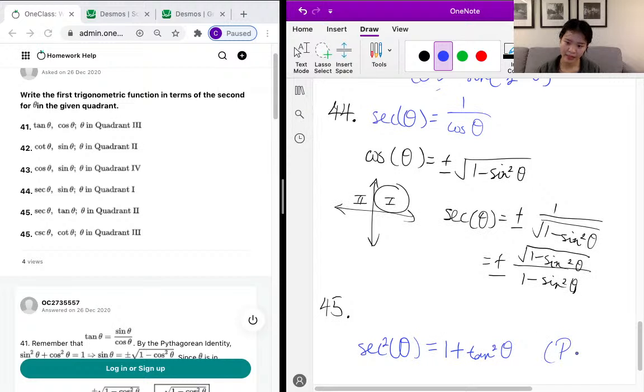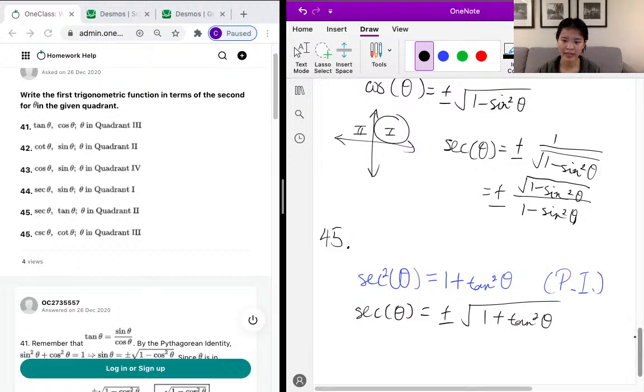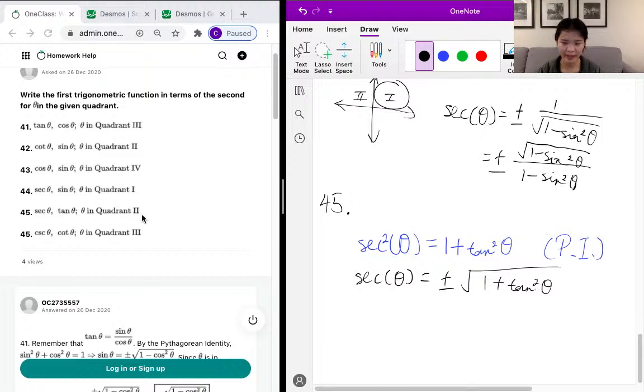We can also derive this identity using our identity 1 equals cos squared theta plus sin squared theta, but I'm just going to give it to you, and it's really easy to derive if you are interested. So for our 45th problem, we want to write secant of theta in terms of tan squared of theta. In this case, we just need to take the square root of both sides, and we have secant theta is equal to positive or negative the square root of 1 plus tan squared theta. And that is our 45th problem.